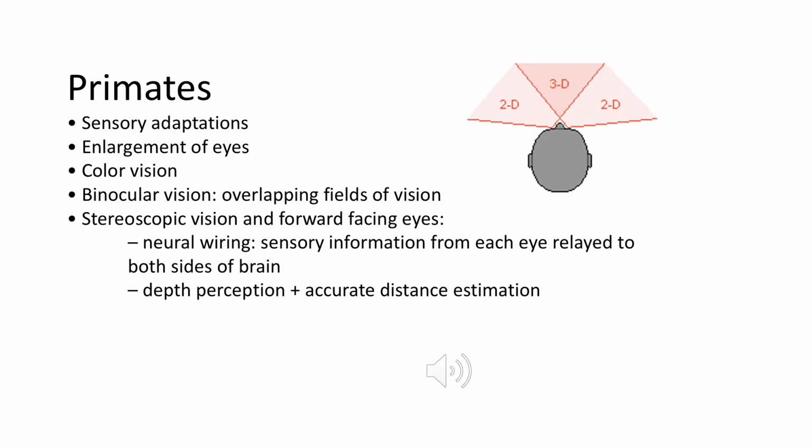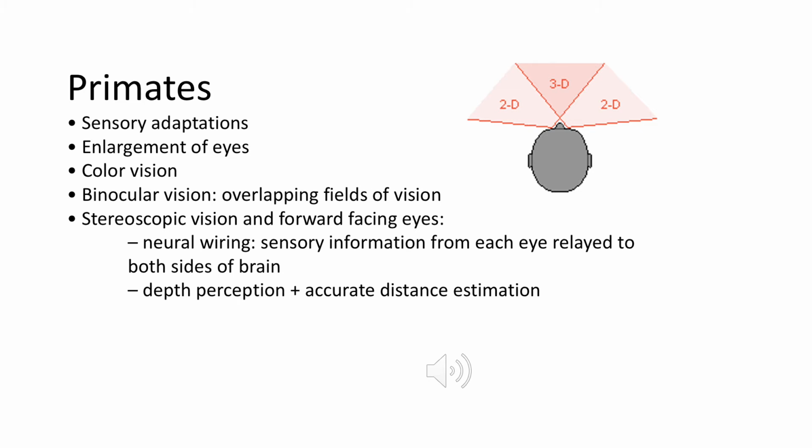And we also see sensory adaptations, right? The enlargement of eyes. Our eyes as primates are much bigger in our skulls than other animals. We have color vision, and this is important, right? It allows us to see our prey and our predators much better. We have binocular vision. So this is hugely important when you're looking at the face of a primate.